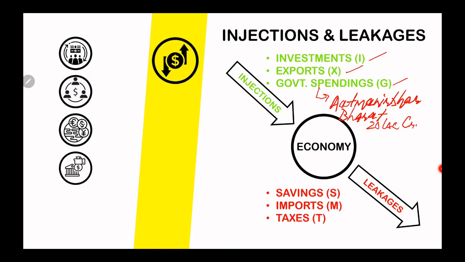All right. And on the other hand, when people save some amount from their income in the form of savings, when people, the government or the corporates pay for the imports, when government taxes the corporate houses and the individual households, these three things are considered as leakages, because they take liquidity or money out of the economy. So this is the concept of injections and leakages.